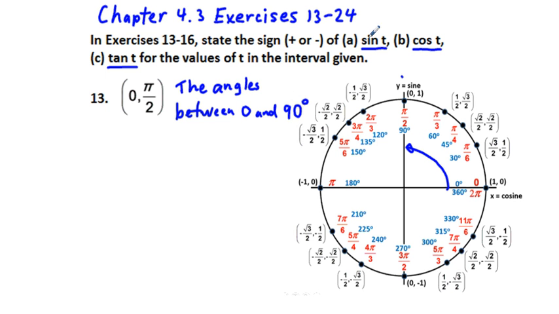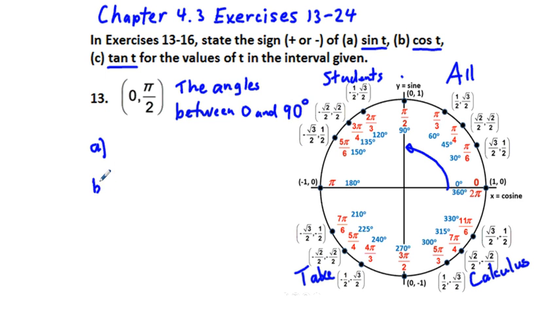And we're interested in A, sine of t. Now one thing we learned, there's a little acronym that helps: All Students Take Calculus. All in quadrant 1, students in quadrant 2, take in quadrant 3, in quadrant 4 we say calculus. Obviously that's not a true statement. What it stands for is A is for all. That means all trigonometric ratios, sine, cosine, and tangent, are positive in this first quadrant.